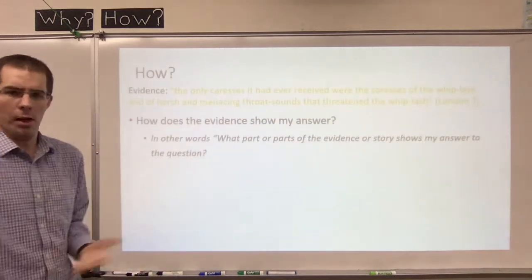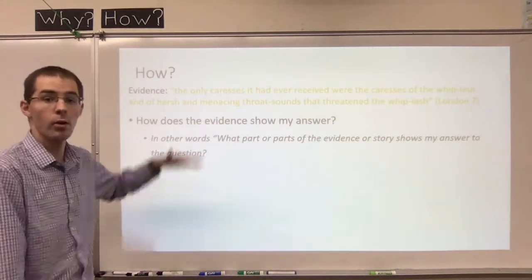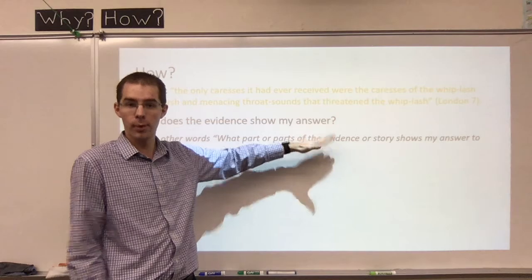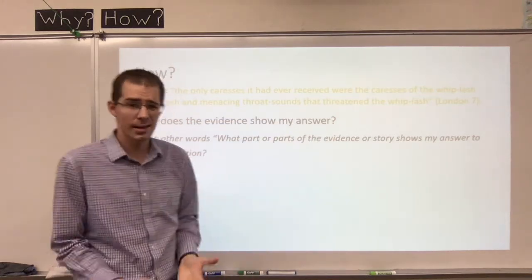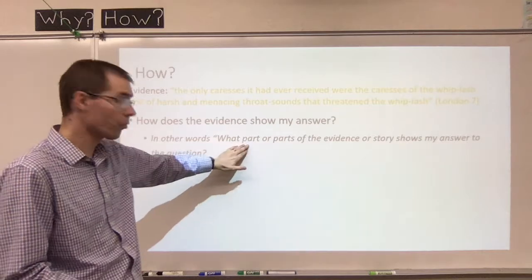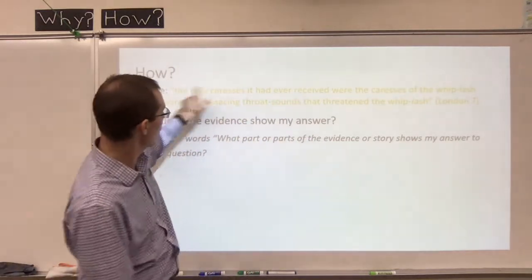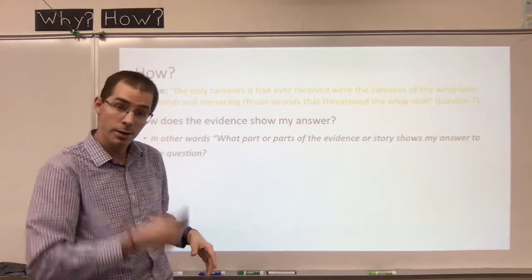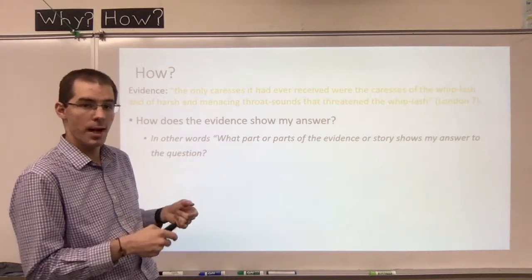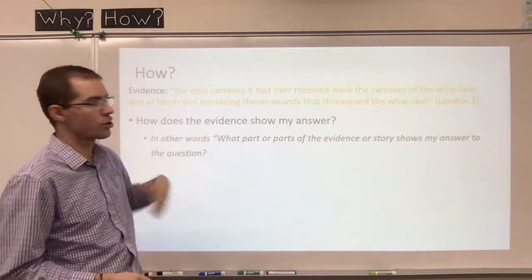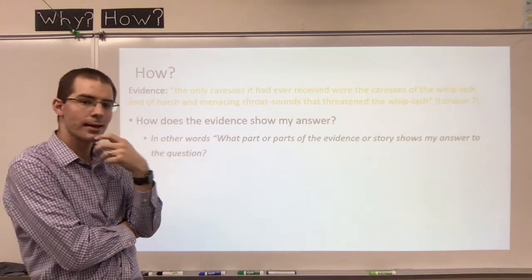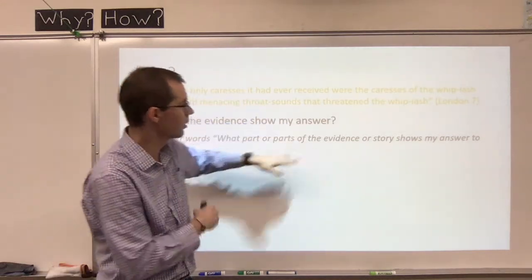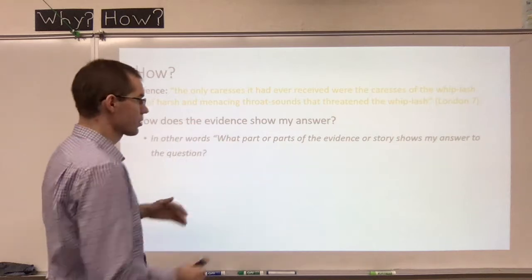So to begin, how? Here's my evidence. Again, we always have to reference the evidence, so I've got it up here at the top. How does the evidence show my answer? That's my question. What is this question actually asking us? Well, it's asking us what part or parts of the evidence, what words or phrases in here, or the story, show that your answer, or my answer here, the dog is scared of the man, to the question. So what parts in here show my answer? If I think about that, remember, how is giving a process. So I'm thinking of what things in here help me come to the conclusion.